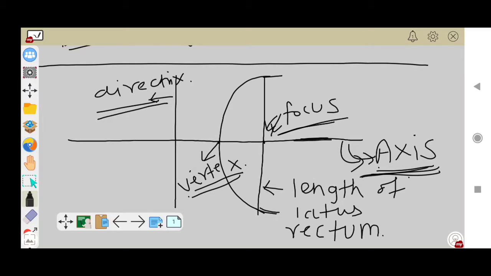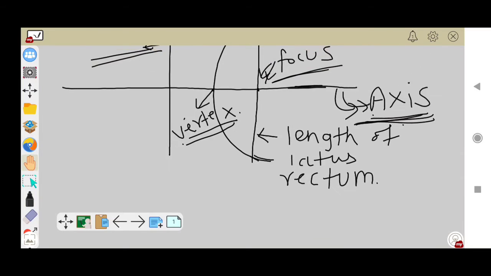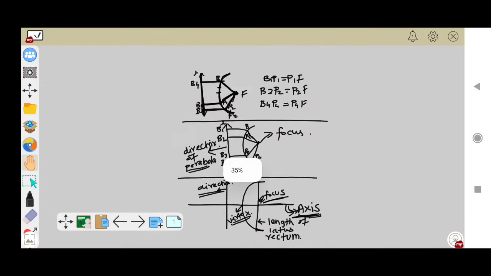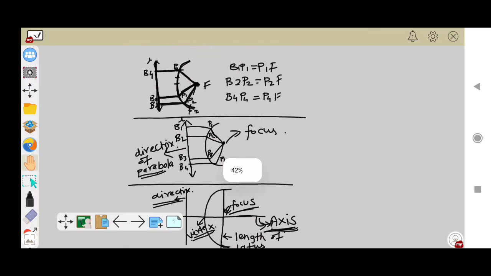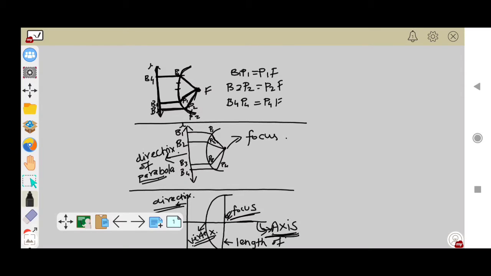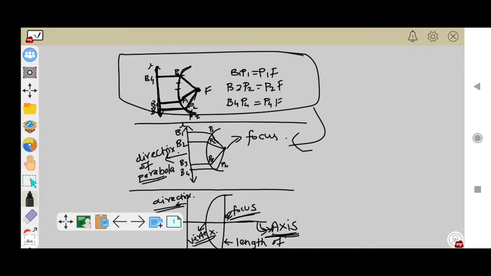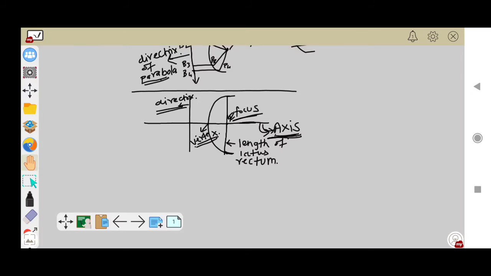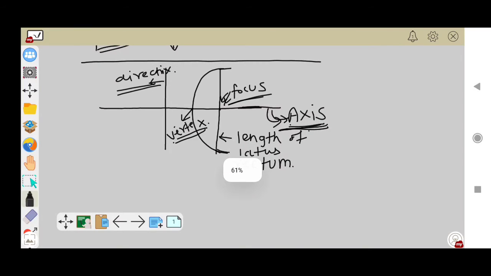Now there are equations of a parabola. We will do the standard equation of a parabola. This is not looking nice, but what we can do. This is the concept of a parabola. Here I repeated the same, and here I explained what is directrix, vertex, focus, axis and length of latus rectum.